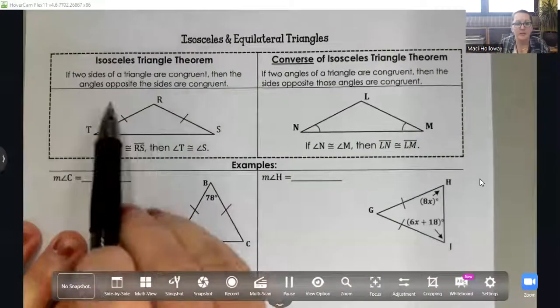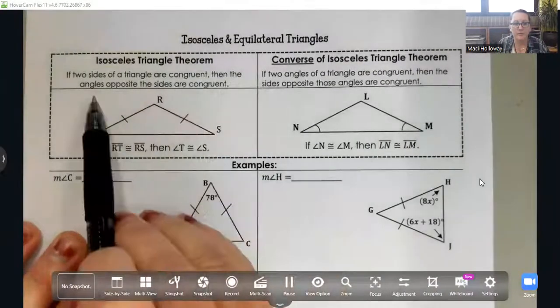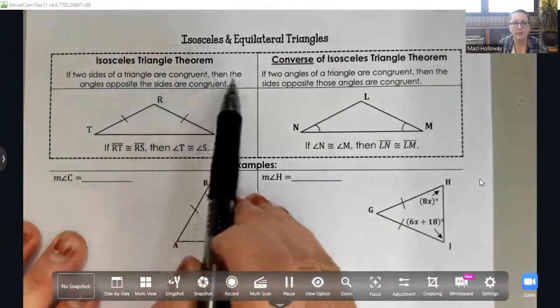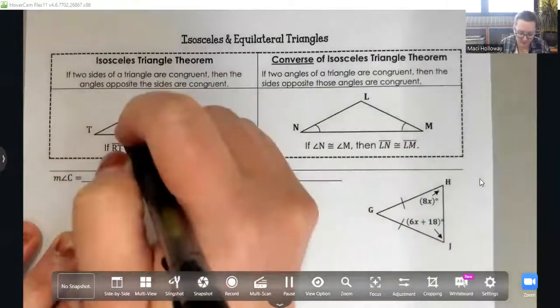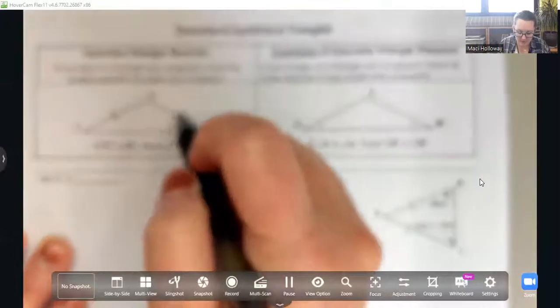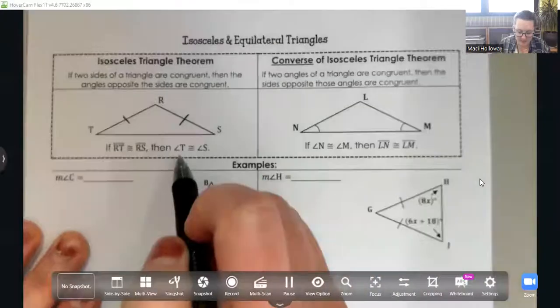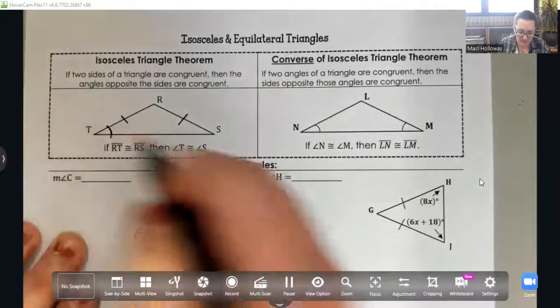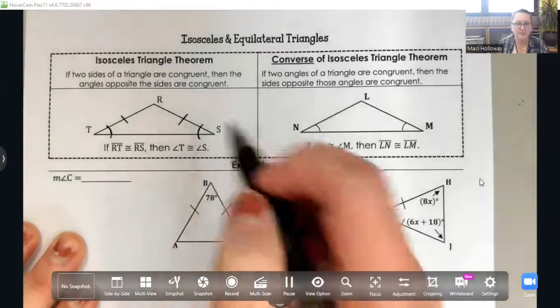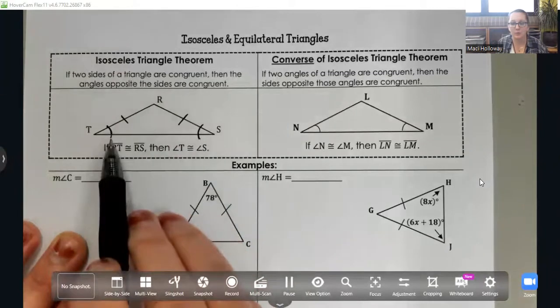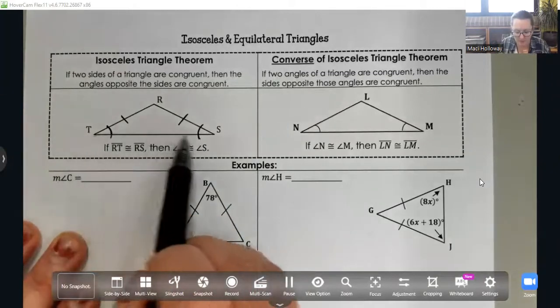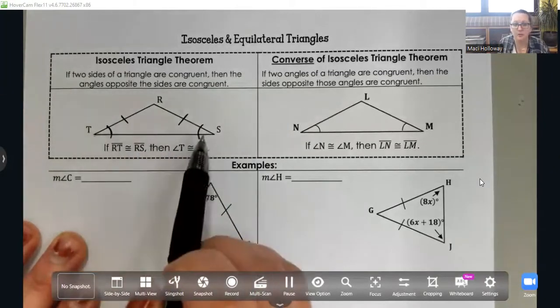So the isosceles triangle theorem says if two sides of a triangle are congruent, then the angles opposite those sides are also congruent. So if RT is congruent to RS, then angle T is congruent to angle S. So if the sides are congruent to one another, then the base angles are congruent. If you consider TS your base, then those angles are congruent.